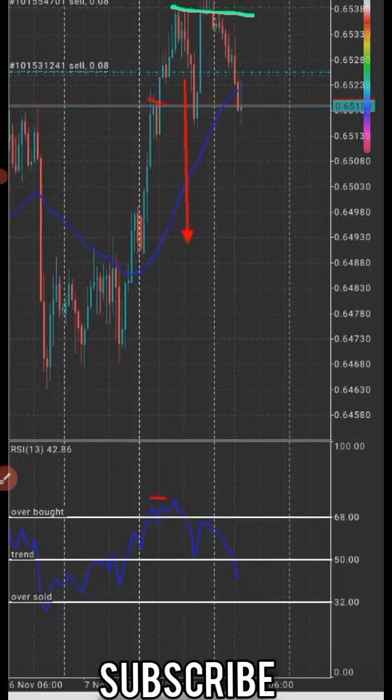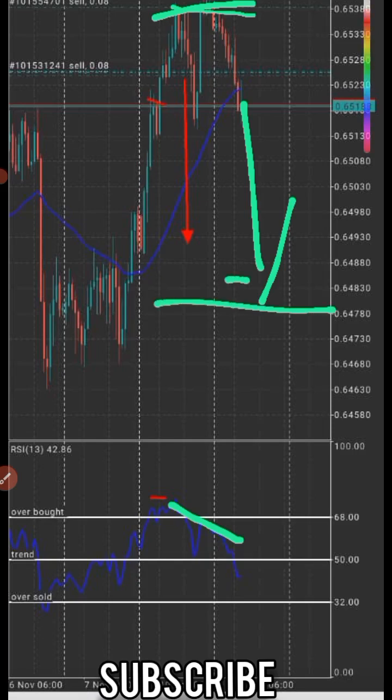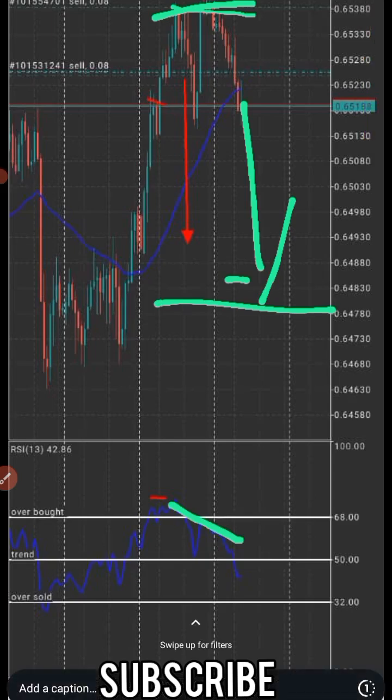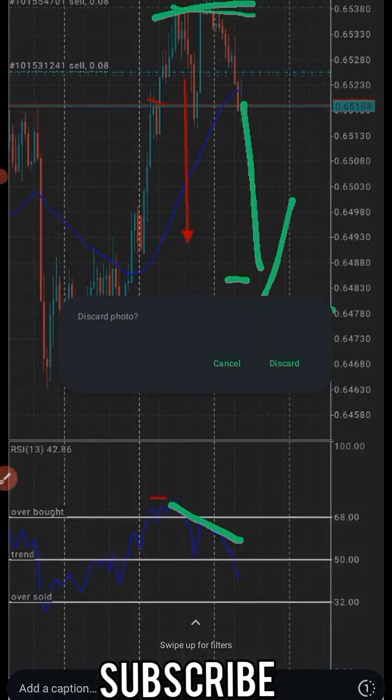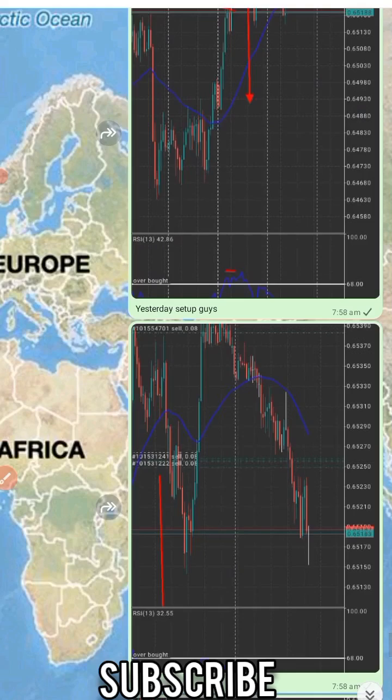Accuracy. You see, and then look at what happened. Divergence, making lower lows, higher lows, and then making higher highs. Look at it. And then I entered this and it sold down to this particular point. In fact, I made roughly about 500 pips in this particular trade. You can also make the same.